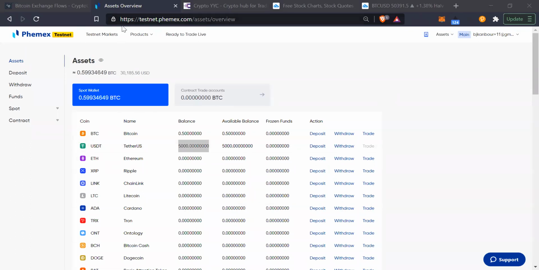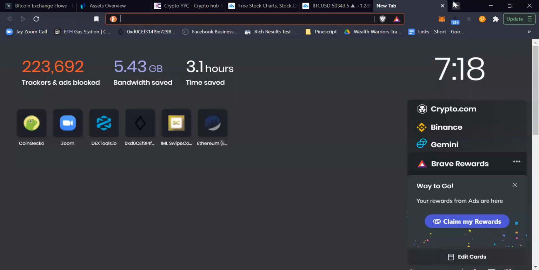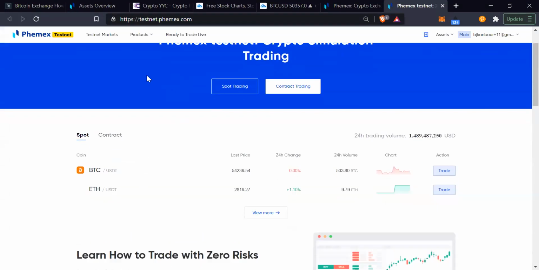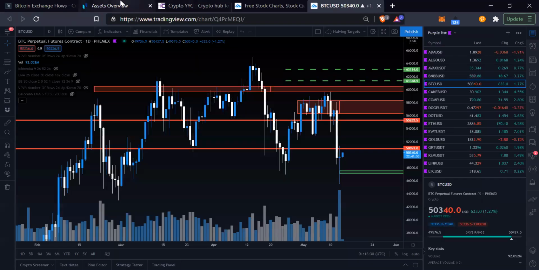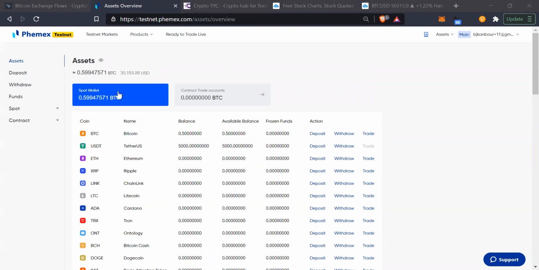To get to this page, you can either just type in testnet.phemex.com, or when you're on the actual Phemex site, you can go up here and click on simulated trading, and it takes you directly to the testnet. So the first thing I want to do is transfer. Right now these funds are in my spot wallet, so I want to transfer them to my contract account.